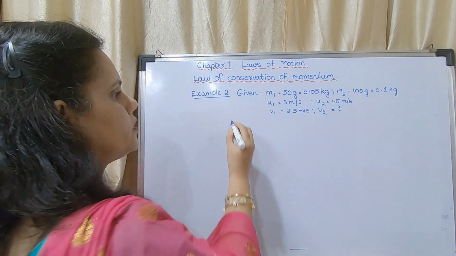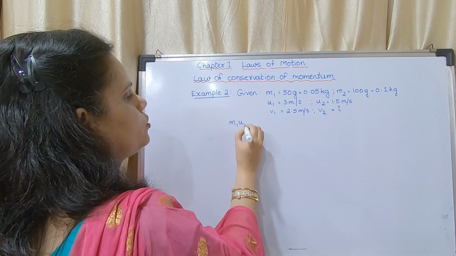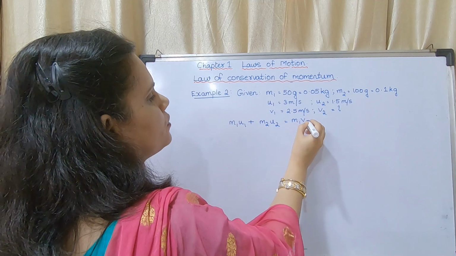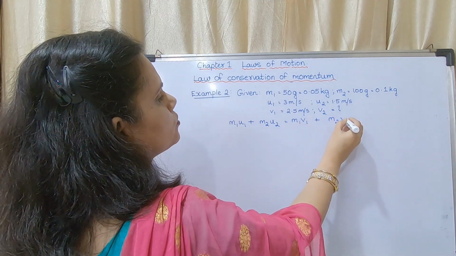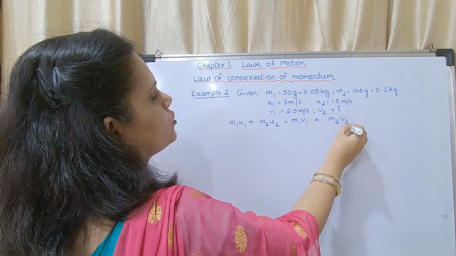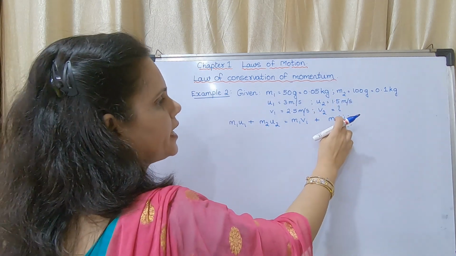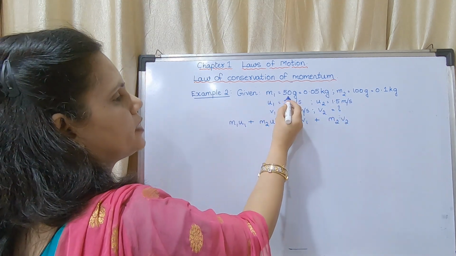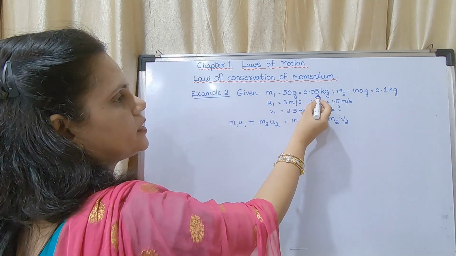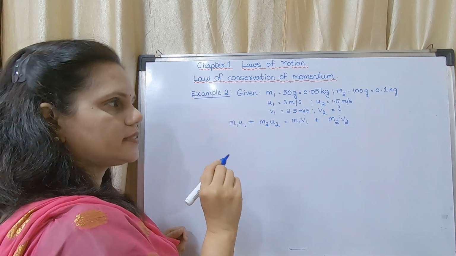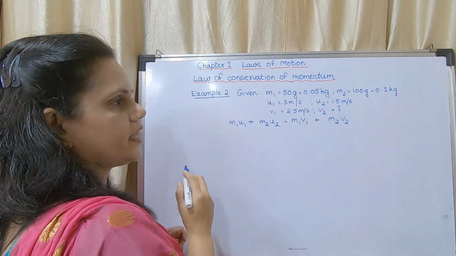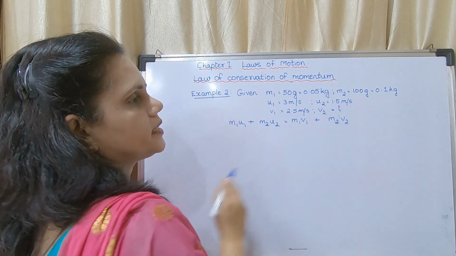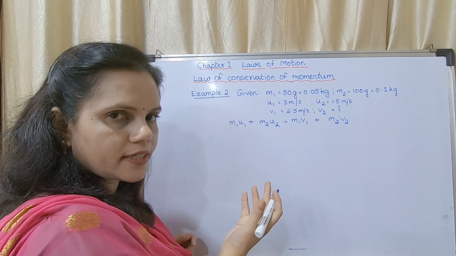So the equation which you have to use here is m1u1 plus m2u2 is equal to m1v1 plus m2v2. We have to find this v2. Now we will put the values. The m1 they have given as 50 gram. You have to convert it into kilograms, so divide by 1000. So it will be 0.05 kg. m2 is 100 gram, divide by 1000, you will get 0.1 kg.